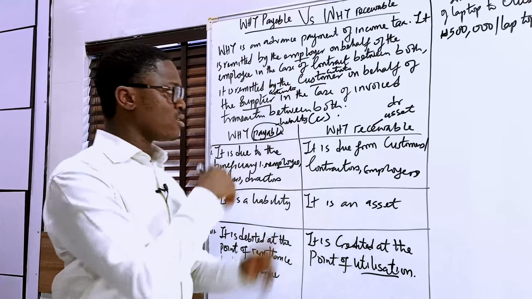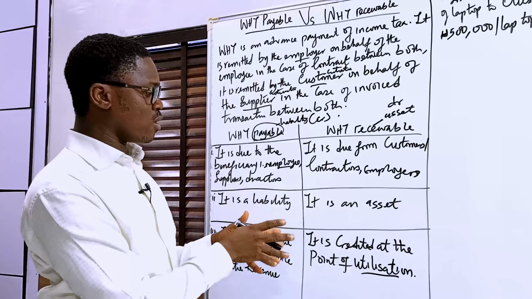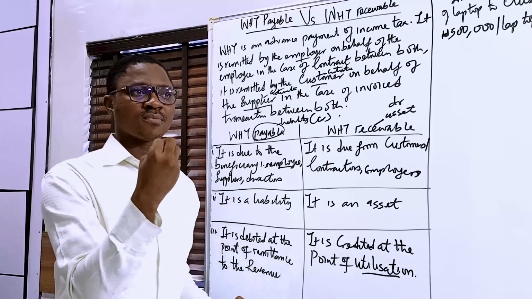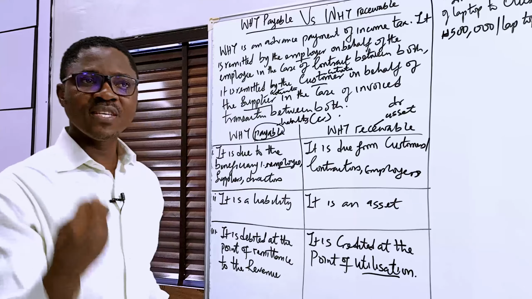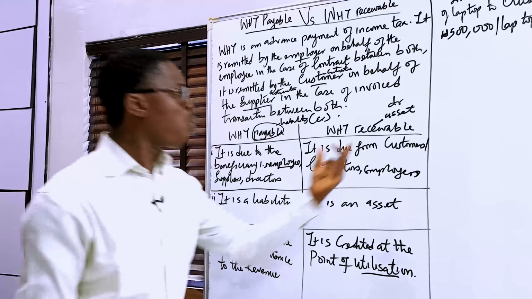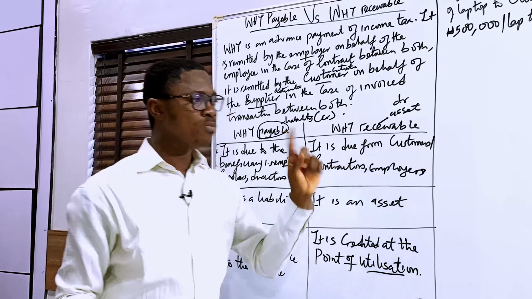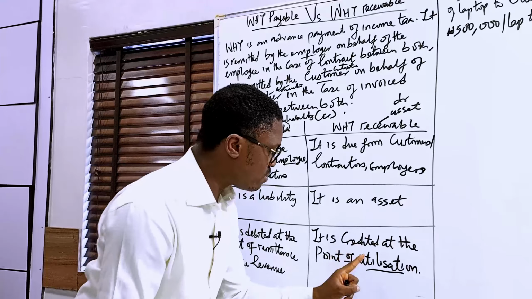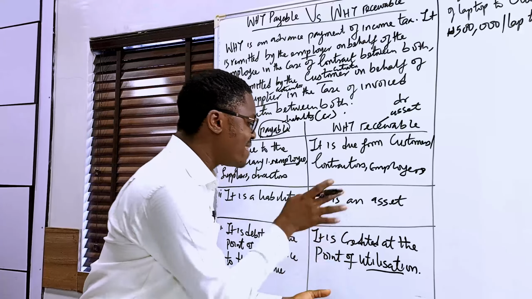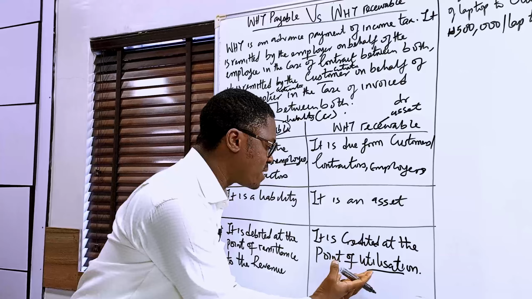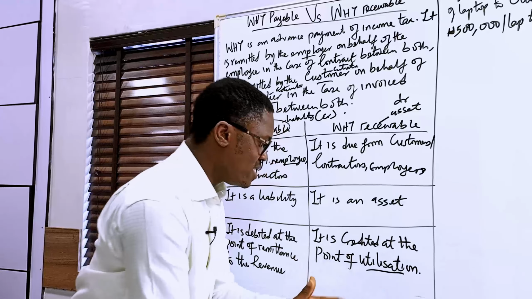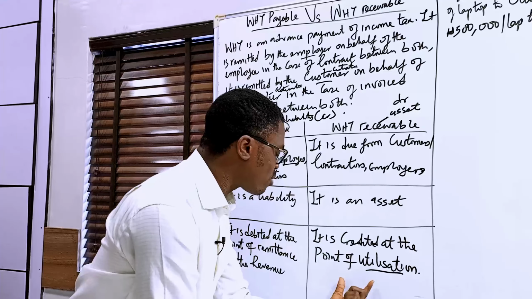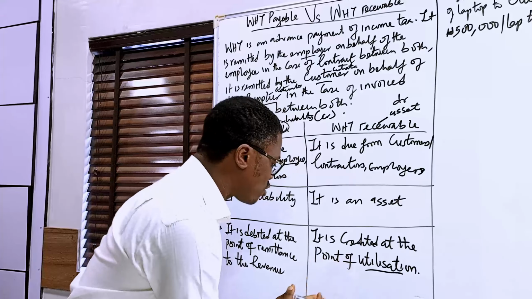Let me go more in depth into this. At this point, what happens? The general ledger of the customer will be credited, while the general ledger of the withholding tax receivable will be debited. Just as I said earlier, at the point of utilization, it is credited. What does it mean? It simply means that the natural balance, being a receivable, is debit. That means that at the first initial entry, the general ledger of the debtor, the customer, is credited, while this withholding tax receivable is debited.